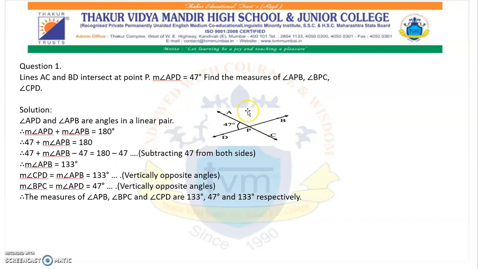So vertically opposite angles are equal. So APB will be equal to what? CPD. So both the angles will be equal to what? 133 degrees. And measure of BPC is equal to measure of APD, and both the angles will be equal to what? 47 degrees.